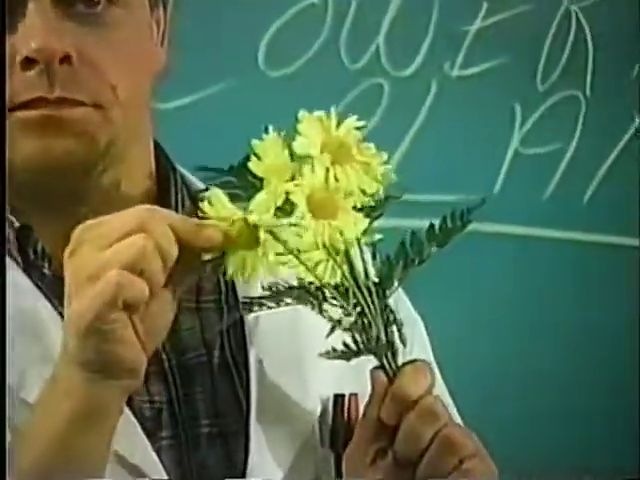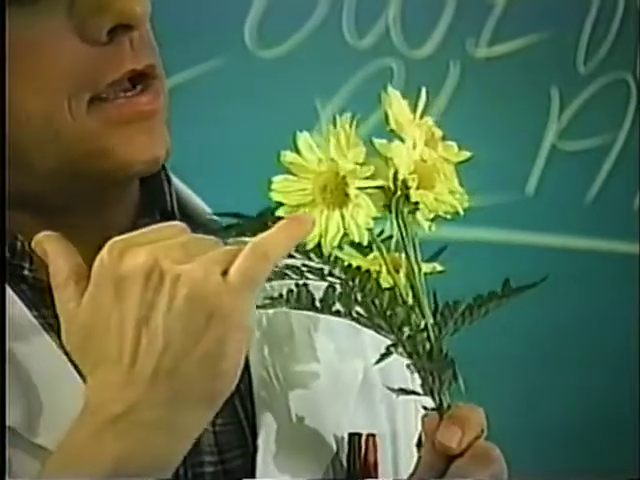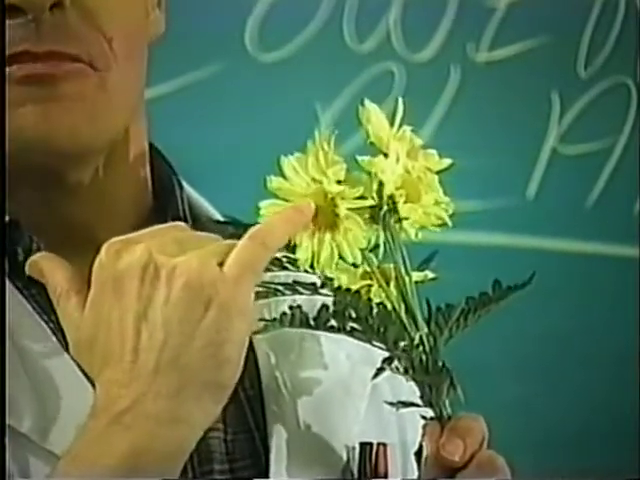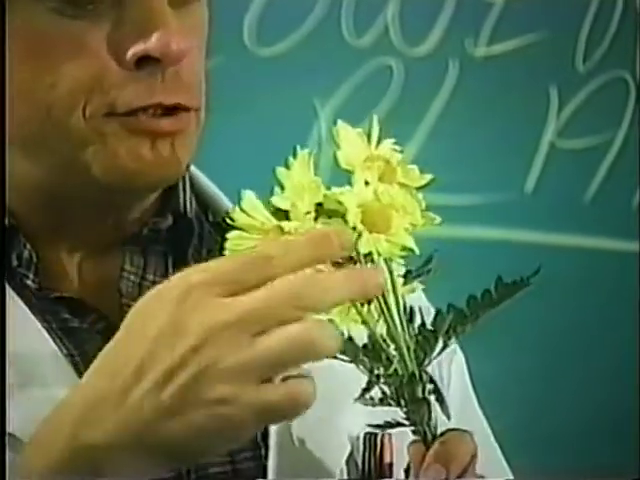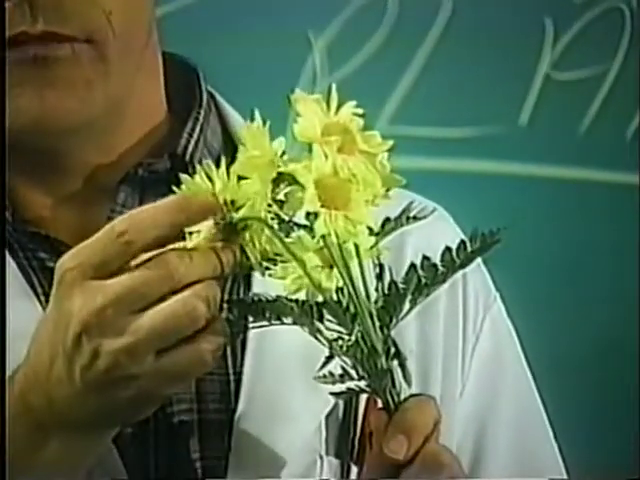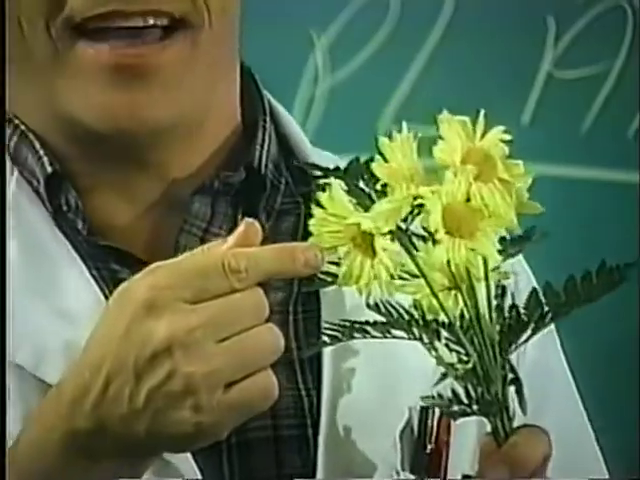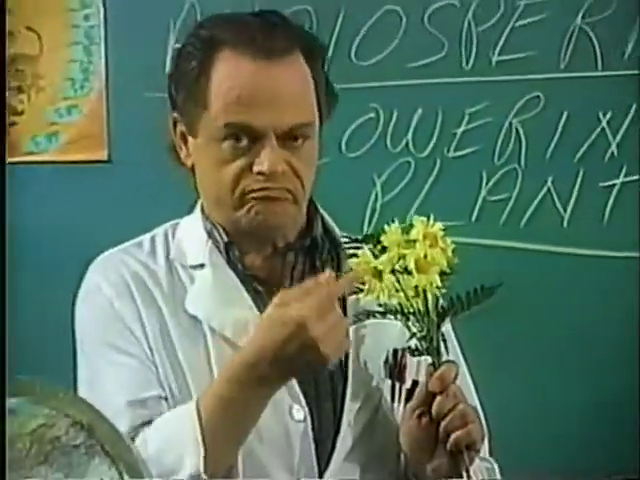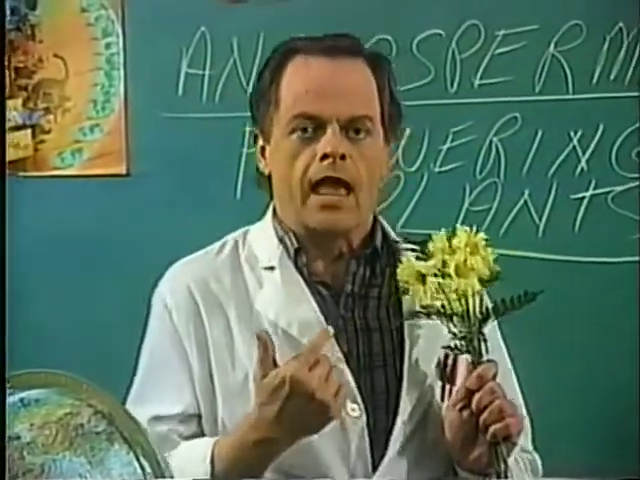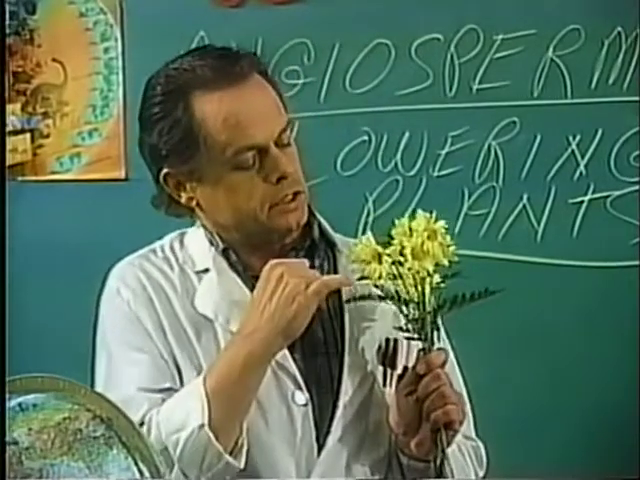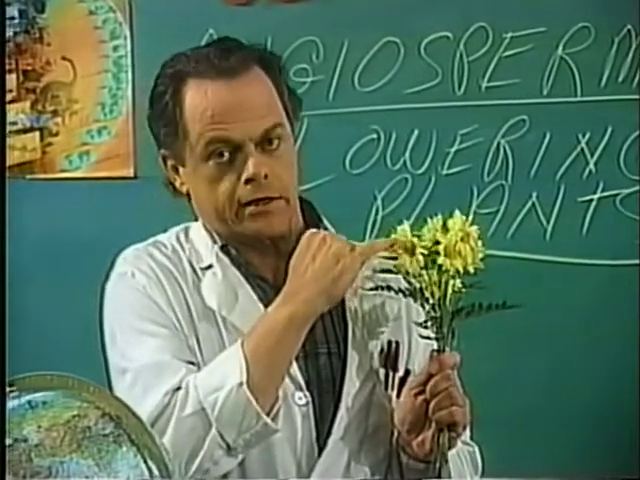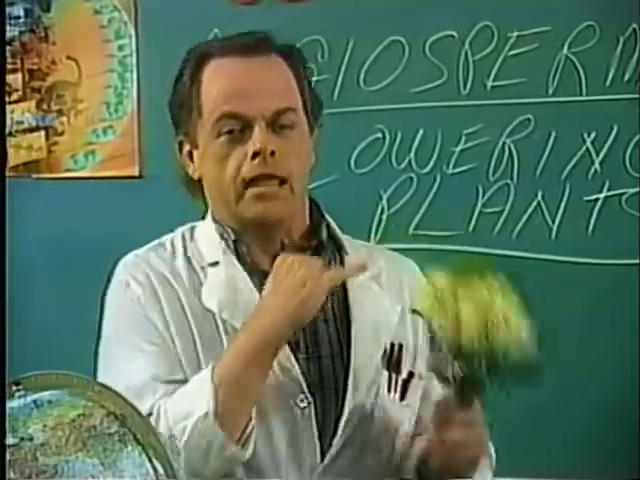The flower's reproductive organs are easy to see. The petal, the stigma, the sepals, and the ovary is, well, the ovary is in there someplace. And the anthers are all these little hair-like things sticking out around in here.